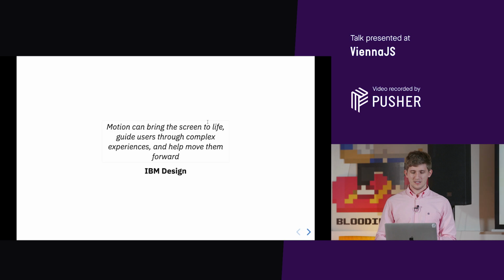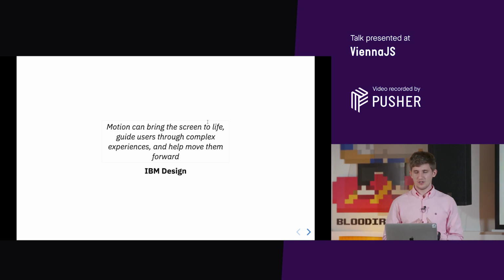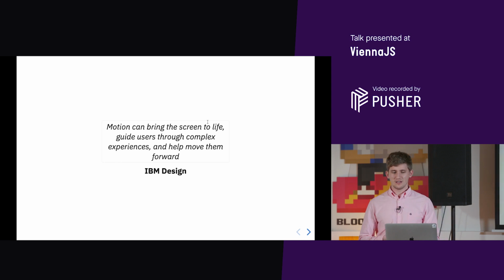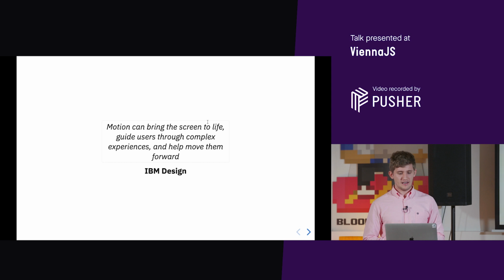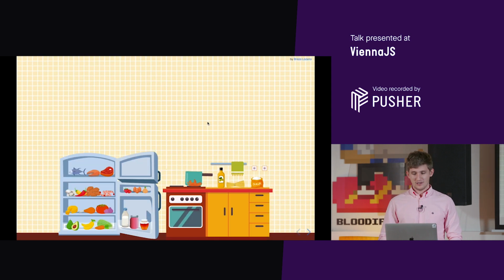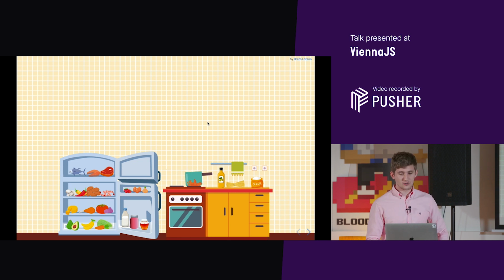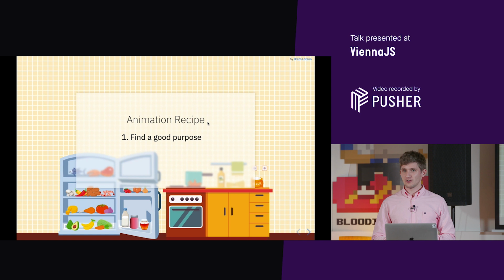All right, one of the key messages here that was at the beginning is that motion can bring the screens to life. So it can highlight things that you want to highlight and drive attention. And here I have a recipe for you, how to cook a great animation. First thing, you have to find a good purpose. So there always should be something that you want to solve by doing animation, or something you want to help.